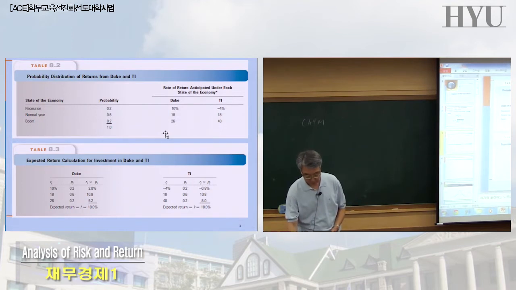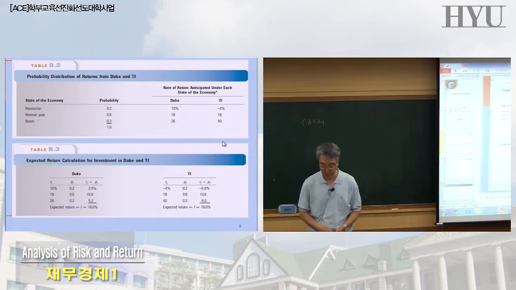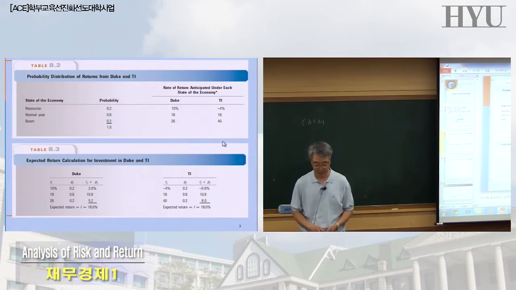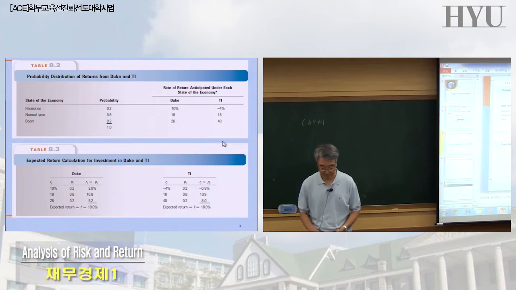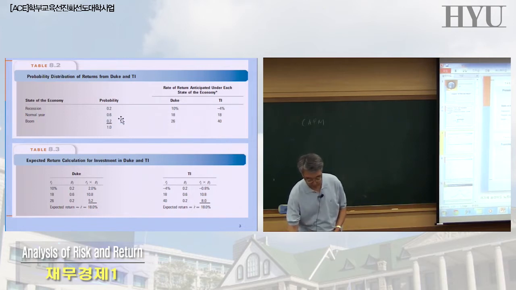So, for example, if the economy goes into a boom, then for TI stocks you can expect even a 40% return. So that's the idea. So we have PJs here and RJs for each stock here. So how do you calculate the expected return? Well, you multiply RJ times PJ and add them up.